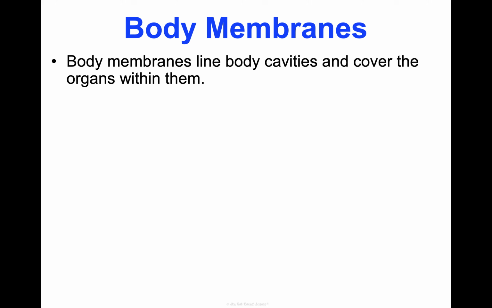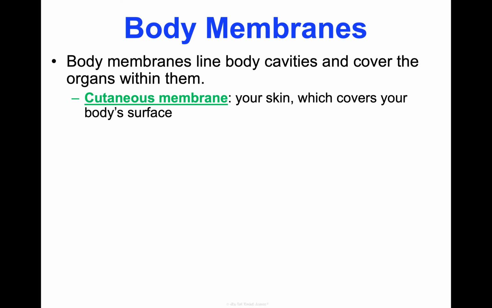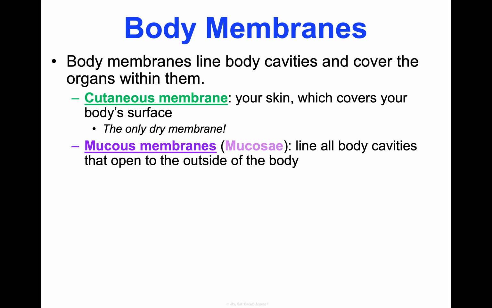All right. Body membranes. Last thing anatomical terminology wise we need to cover. We said that your body cavities we just covered are all membrane lined, and the organs that make them up are also membrane lined. So we need to talk about what those membranes are. There's the cutaneous membrane, which is your skin. It's covering your body's surface. It's our only dry membrane. The rest are wet. We've got your mucous membranes, which line all your body cavities that open to the outside of the body. So think like your nasal cavity and your mouth, those kinds of things.